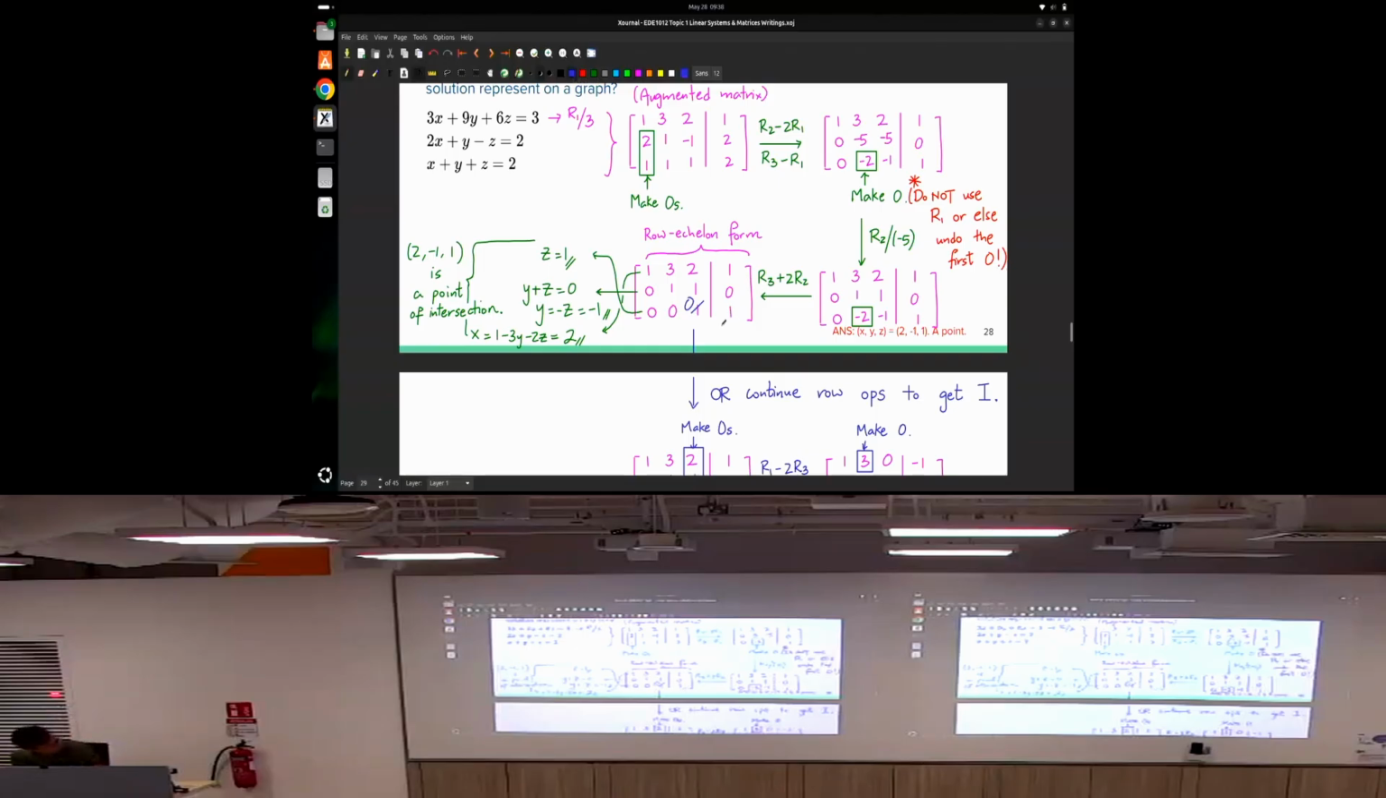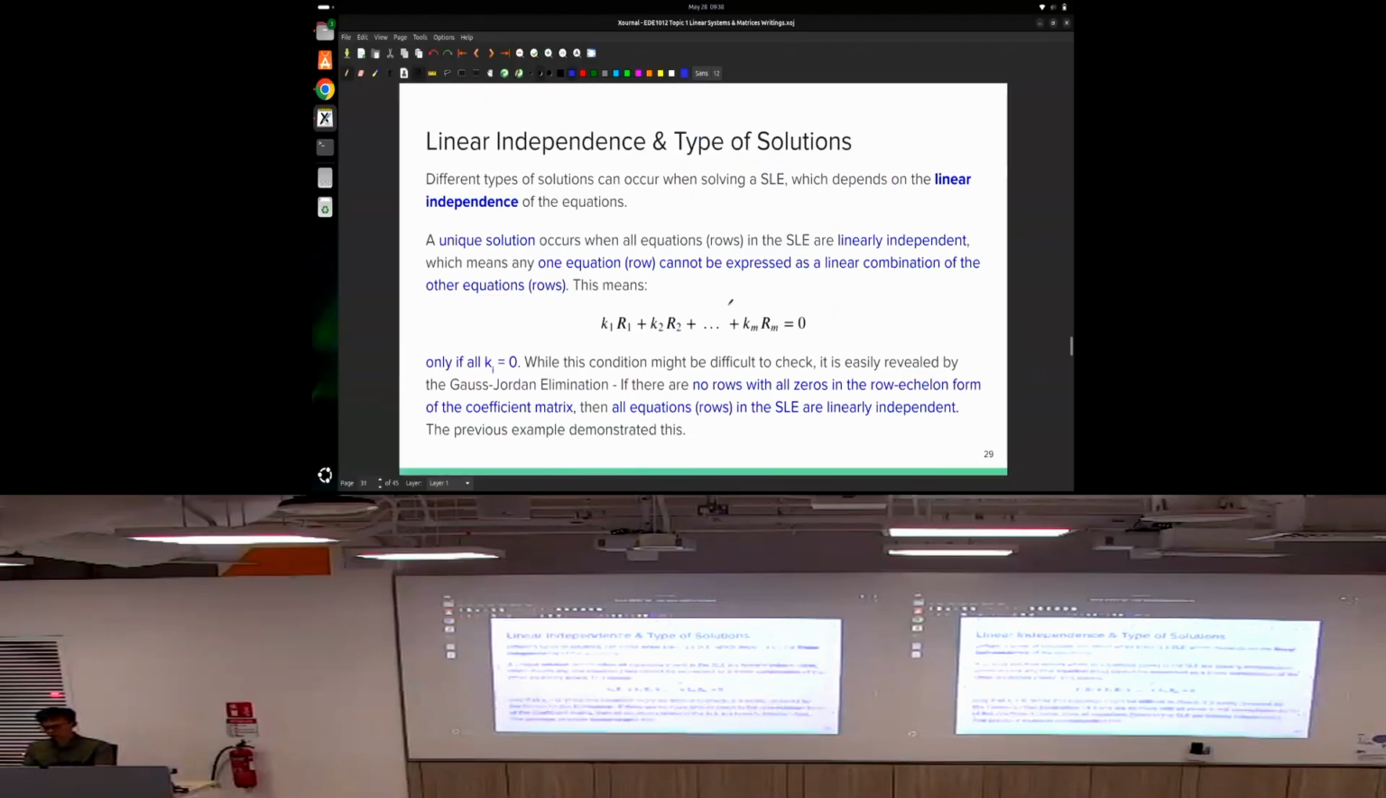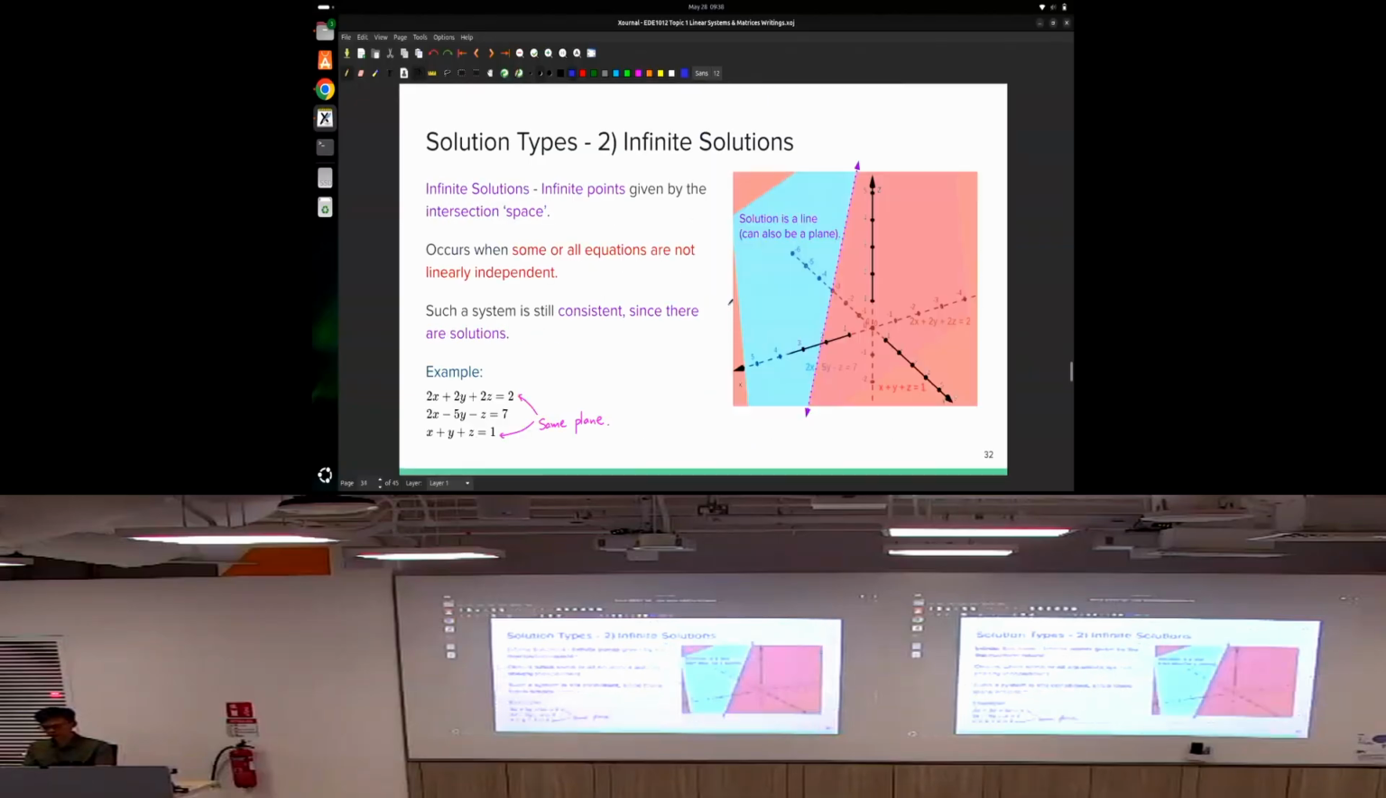So you see, how is it possible that 0x plus 0y plus 0z equals a constant 1 or any other constant that is not 0? Does it make sense? How can 0 equal 1? So when you get something like that, then it's inconsistent, because 0 cannot equal 1, or any non-zero number. So therefore, this is how we know which type of solution we have.